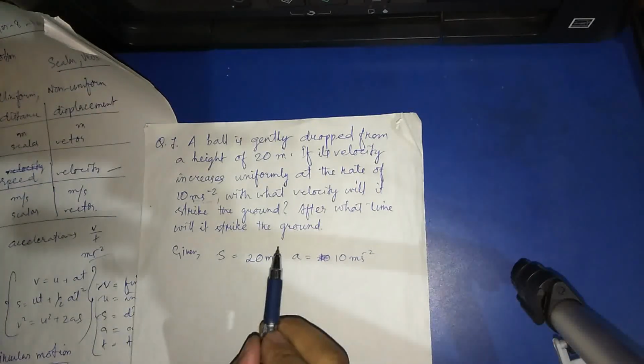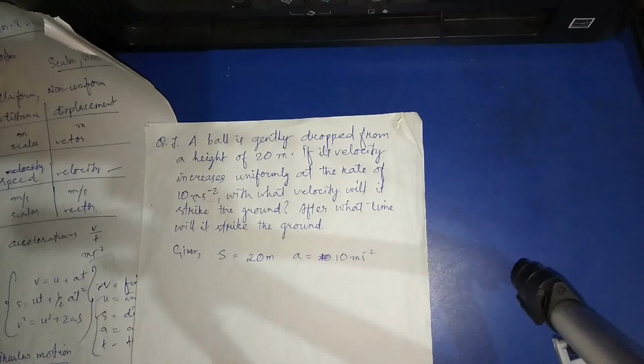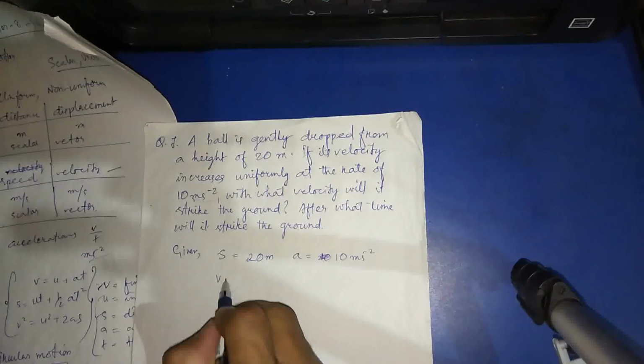Then we are asked to find what will be the velocity if it strikes the ground. When the ball reaches the ground, what will be the velocity? That means we are asked to find the final velocity.